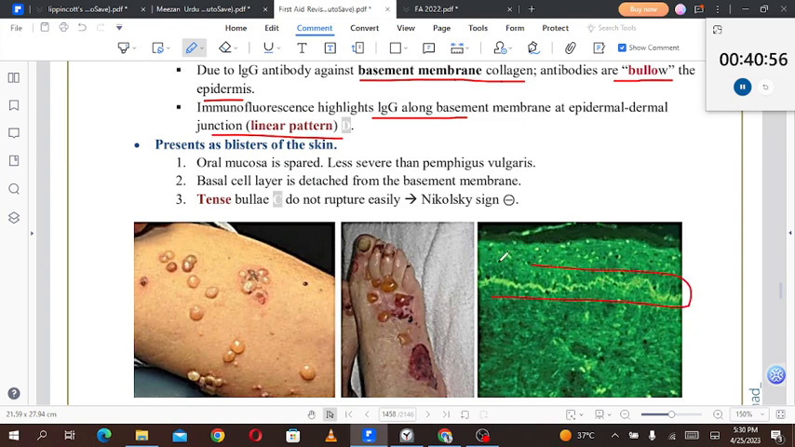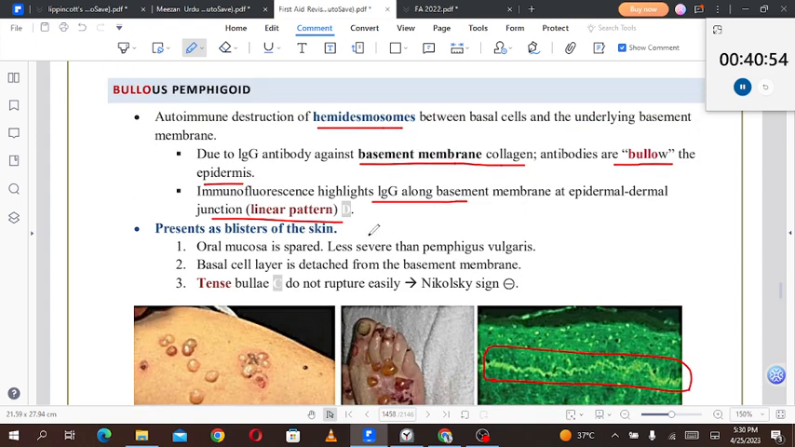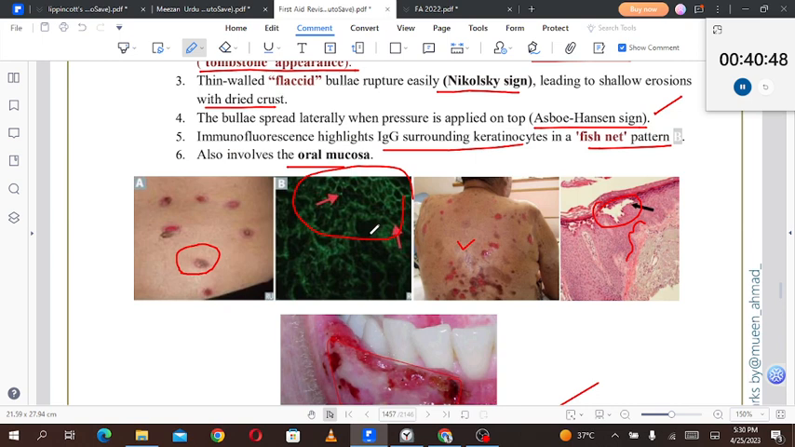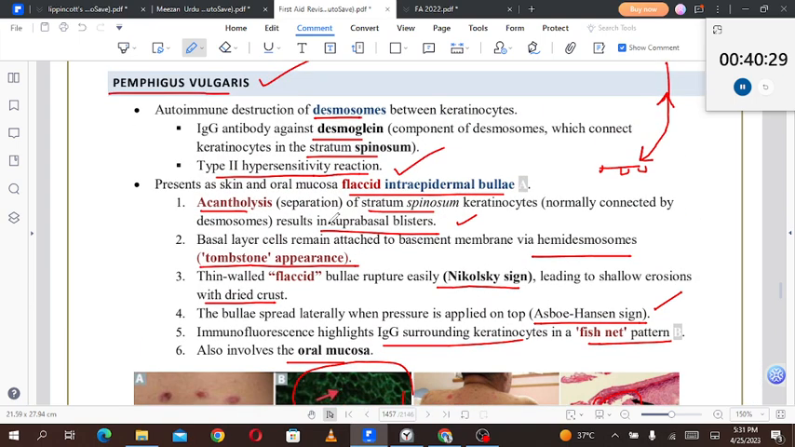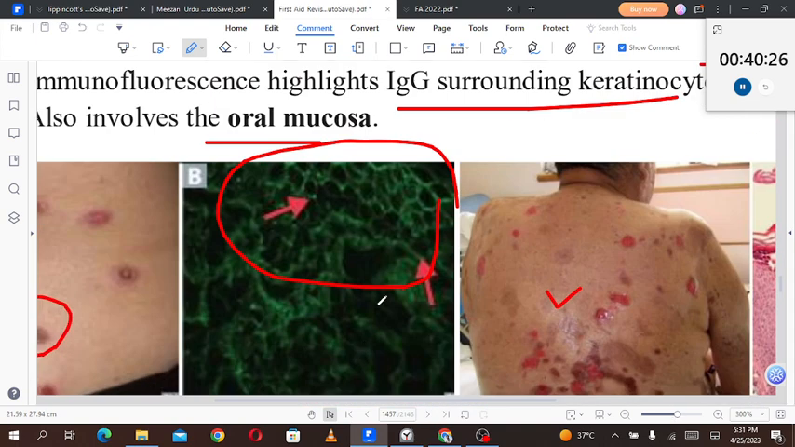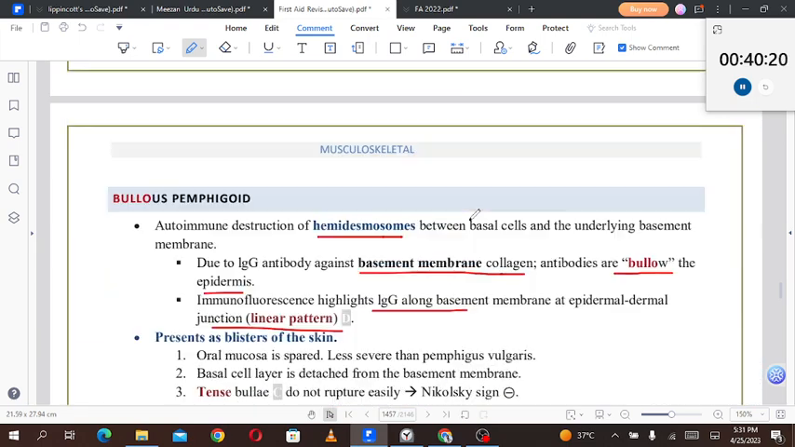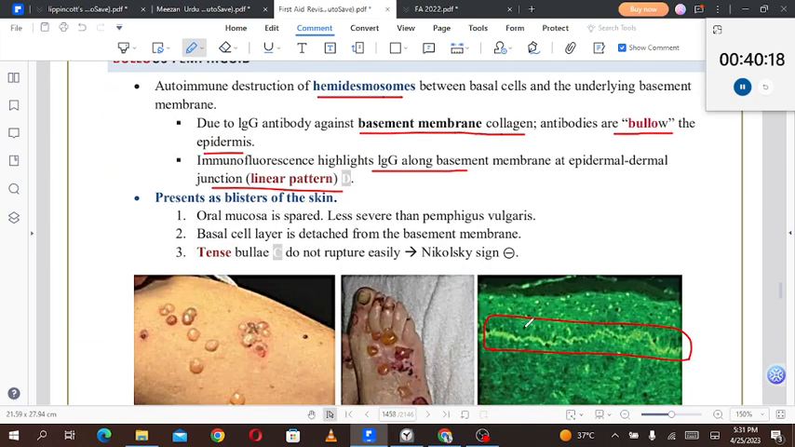This line of immunofluorescence is present, which is the linear pattern of immunofluorescence, that is also seen in type 2 hypersensitivity reaction. While in pemphigus vulgaris, we'll find a fishnet pattern of immunofluorescence. So both of them are type 2 hypersensitivity reactions. And in type 2 hypersensitivity reaction, what do we find? We find a ribbon-like appearance of the immunofluorescence, a ribbon-like appearance of the antibodies which are being deposited on a particular surface. In the case of pemphigus vulgaris, that ribbon-like pattern is in the form of a fishnet appearance, right? And the linear pattern in the case of bullous pemphigoid is a complete straight line.